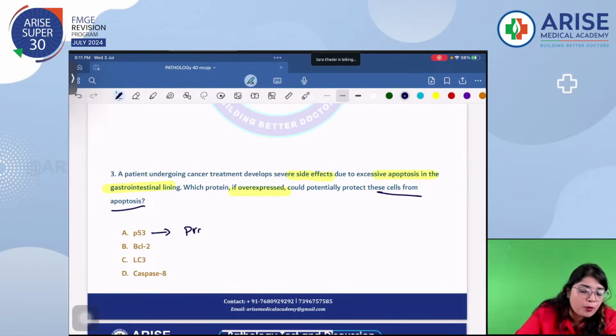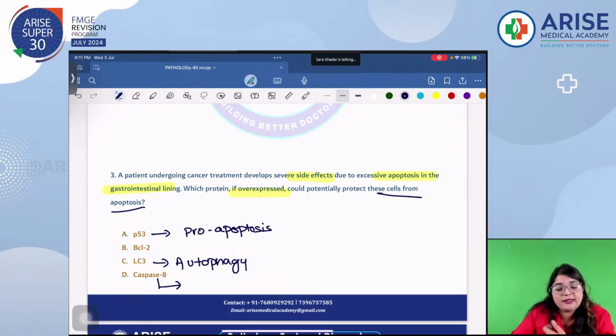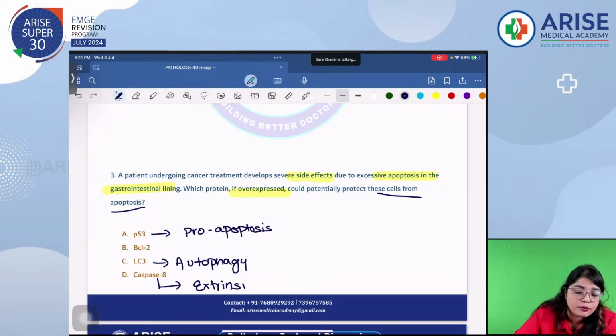P53 is pro-apoptotic. It actually induces apoptosis. What about LC3? It is a marker for autophagy. Remember this, LC3 is a marker for autophagy. What about caspase-8? Caspase-8 and 10 are involved in the extrinsic pathway of apoptosis.